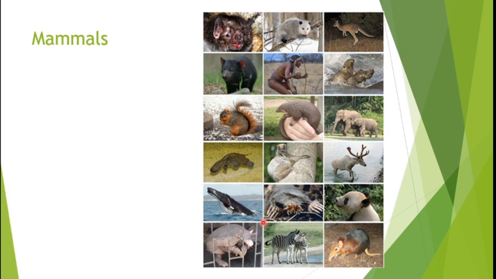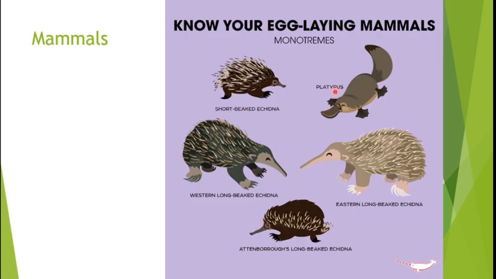We've got 3 types of mammals. The first one are the monotremes. The monotremes, where the most common one is the platypus. Then we've got the echidnas, which are several species of echidnas. But the platypus is the most known one. These are going to lay eggs. These are going to be the mammals that are oviparous. But they produce milk as well.